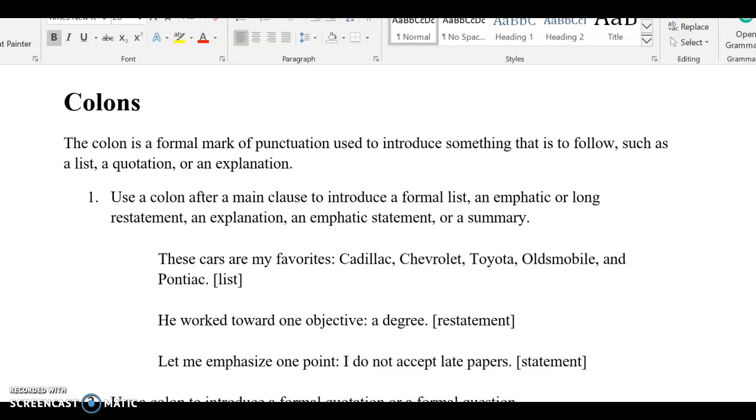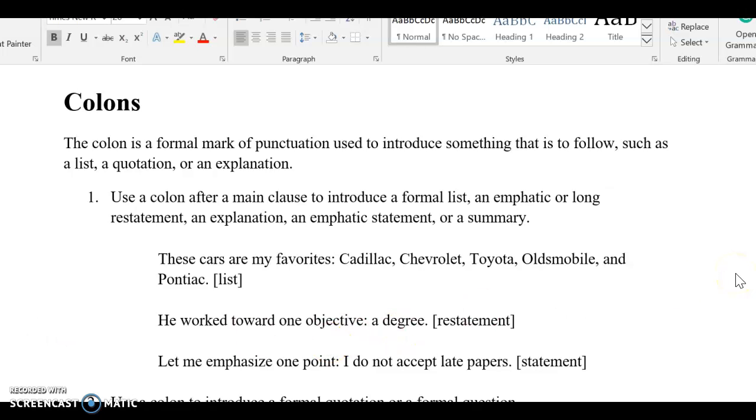Today we're going to be talking about the use of colons, hyphens, and apostrophes. Let's start with the colon first. The colon is a formal mark of punctuation used to introduce something that is to follow, such as a list, a quotation, or an explanation. So there are many different uses for that, and let's take a look at them now.